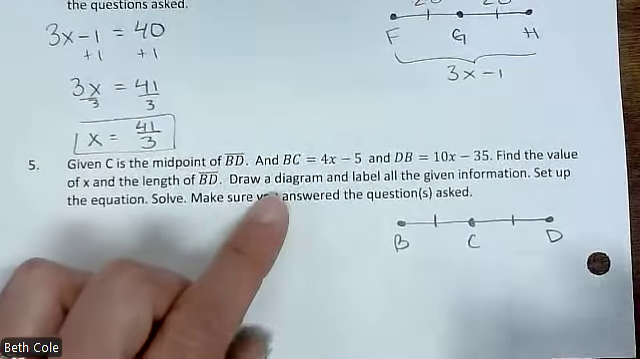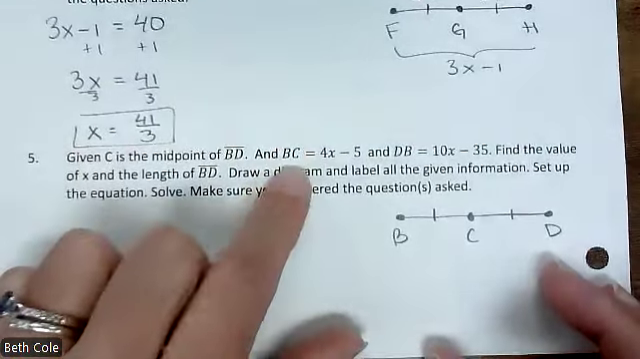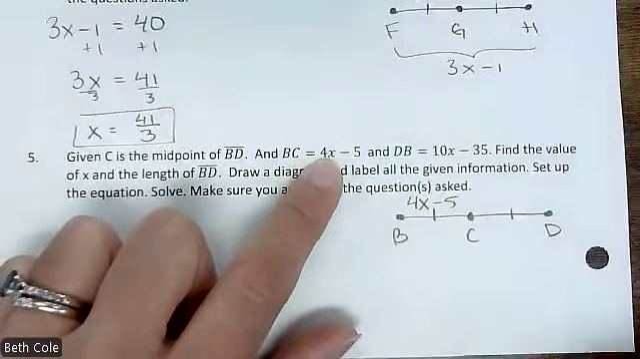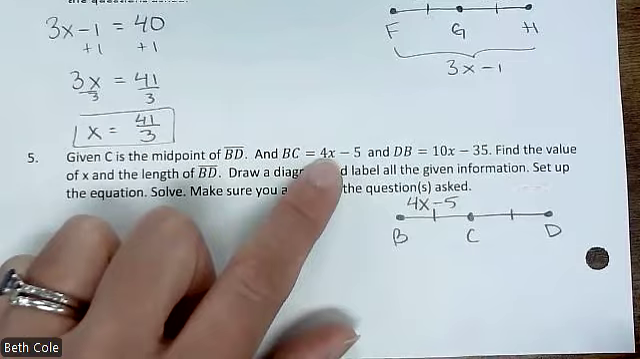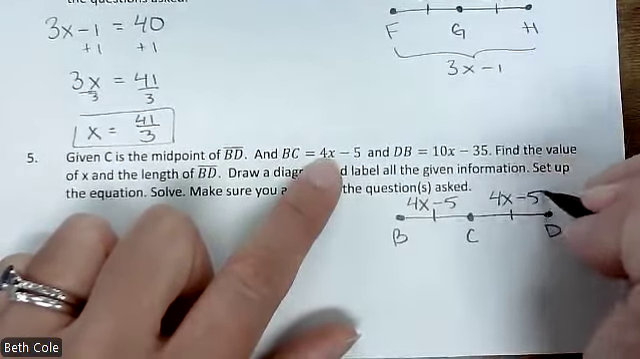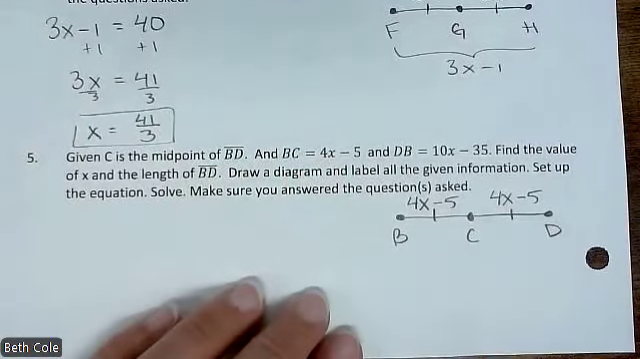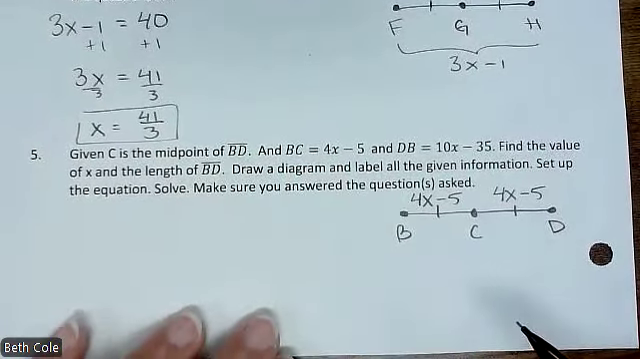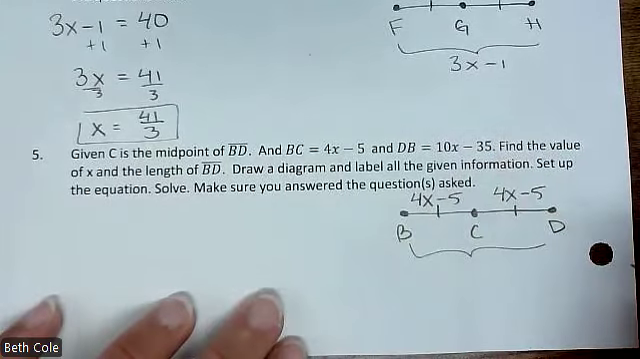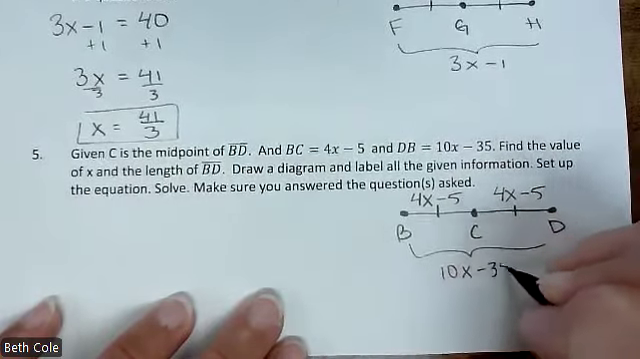They usually use letters like A, B, C, D. All right, so now we're going to start labeling. BC is 4x minus 5. That means that this is also 4x minus 5. They're congruent, so you can label them both the same thing. And DB, which is the whole thing, is 10x minus 35. Good job.